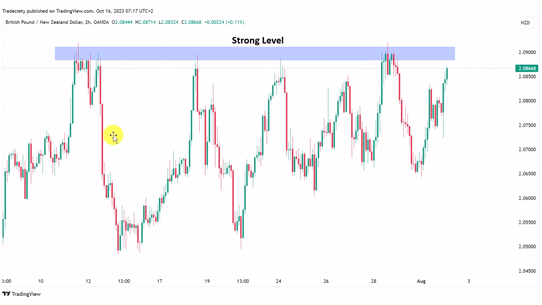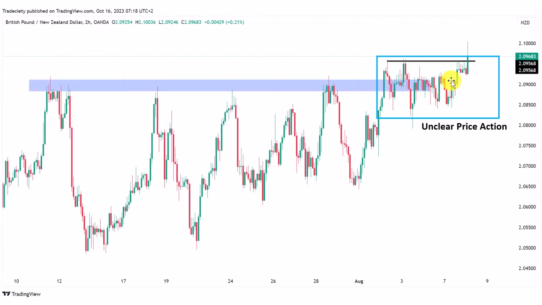So let's take a look at this area. This is a very, very strong level, very strong resistance. The market has used it many times in the past to sell off. And then the market is trading around this. This is a very unclear price action. We don't want to get involved in this price action.